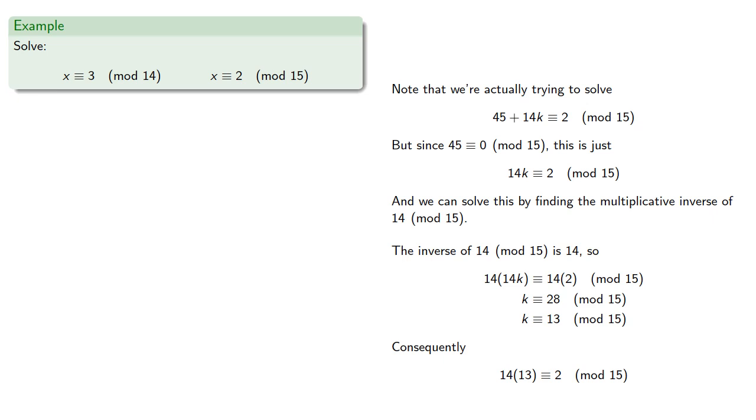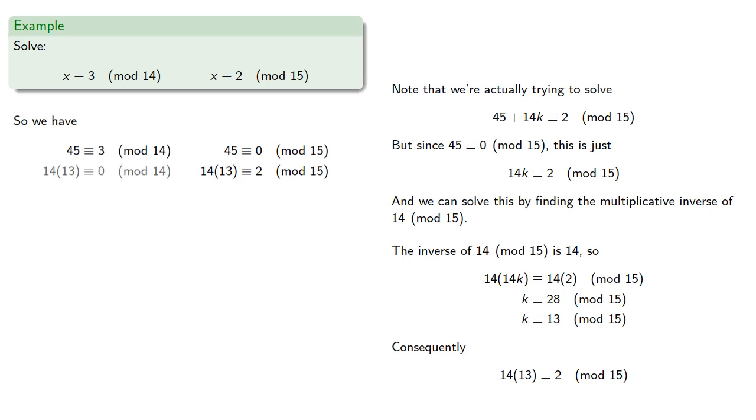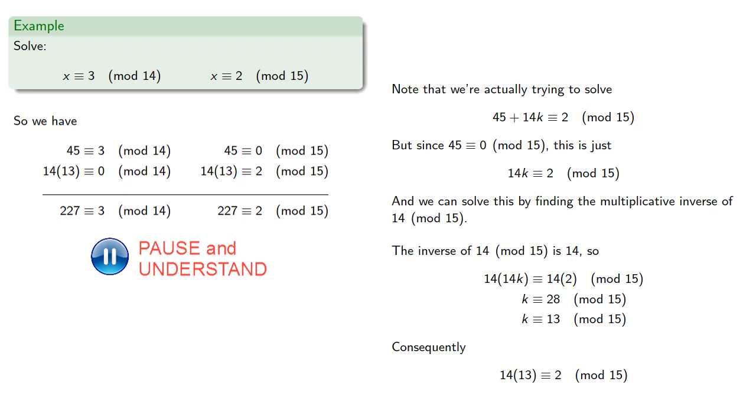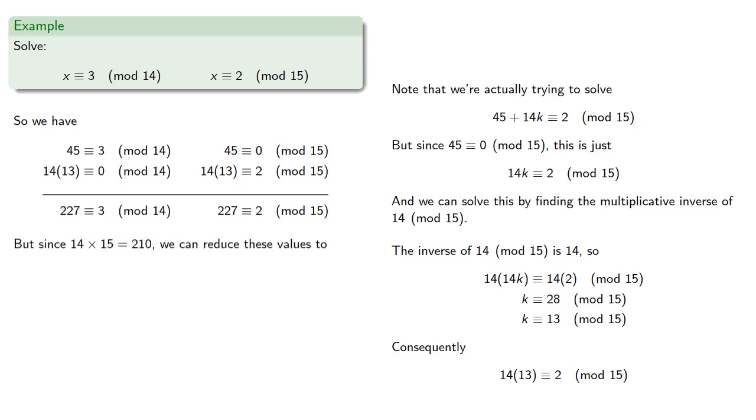And so from our starting point, if we add 14 times 13, that's congruent to 0 mod 14, so that won't change the first congruence, but our second congruence will increase by 2, and we'll have a number that's congruent to 3 mod 14 and to 2 mod 15. We can reduce that. Since 14 times 15 is 210, we can reduce these values, which is our least positive solution.